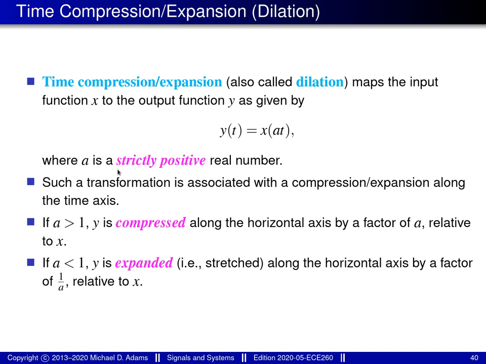And we might wonder, what's the effect of such a transformation? What does it do to the graph of the function? It turns out the effect that this type of transformation has is it either stretches the function horizontally or compresses it horizontally. In other words, compresses or expands it along the horizontal axis. In particular, if the constant a is greater than 1, the function y will be a compressed version of the function x, where it's compressed along the horizontal axis by a factor of a. And if a is less than 1, then y will be expanded, in other words, stretched along the horizontal axis by a factor of 1 over a relative to x.